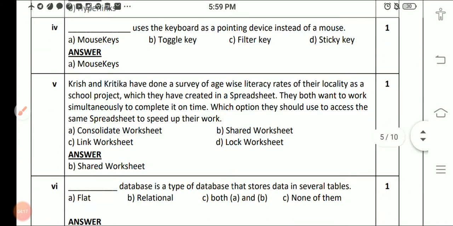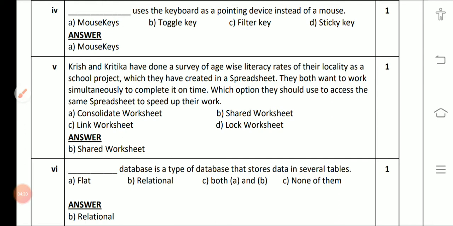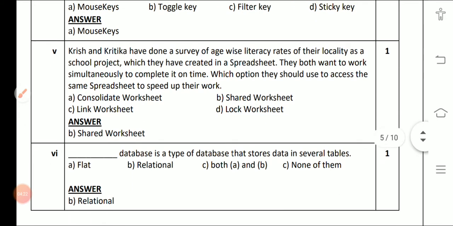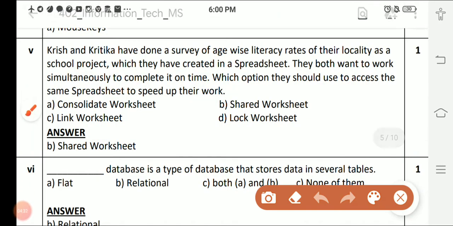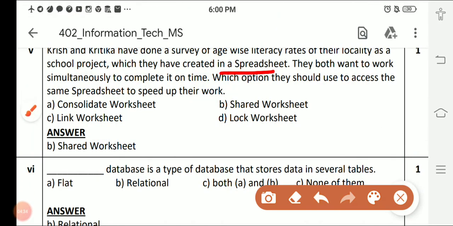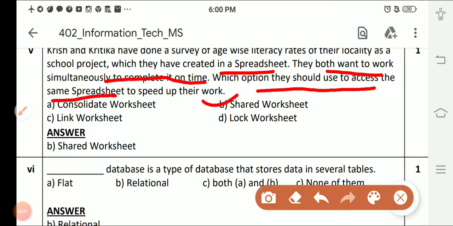Next: Krish and Kritika have done a survey of age-wise literacy rates of their locality as a school project, which they have created in a spreadsheet. They both want to work simultaneously to complete it on time. Children, they are both working in the spreadsheet, and they both want to make entries in that same worksheet. So what option will they use to access the same spreadsheet? When can they use it? When the workbook is shared, only then are they able to make changes. So here the correct answer is shared workbook.